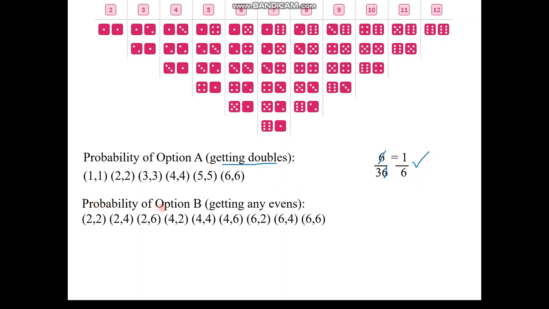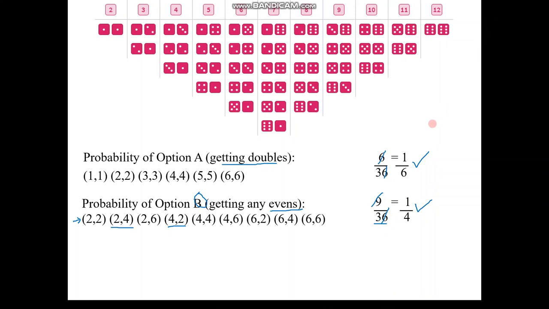Okay, what is the probability of option B? Which means getting any two even numbers. And here you see all the events, and also you notice that I have 2,4 and also 4,2. So how many chances do I have for this option B? Yes, I have 9, and again out of 36. If I simplify this, I will reach 1/4.